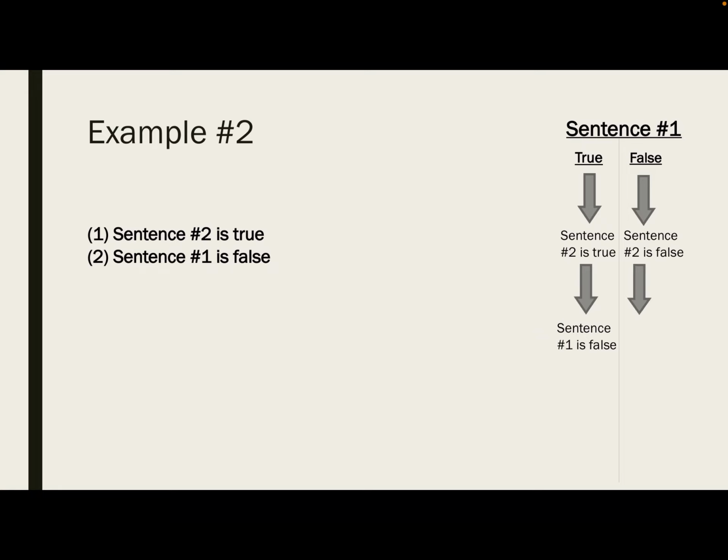If sentence 2 is false, sentence 2 says sentence 1 is false. But if that in itself is false, and again, there's no middle ground, if sentence 1 is not false, then what is it? Sentence 1 is true. So, again, here the paradox comes back into play. If sentence 1 is false, sentence 1 is true.